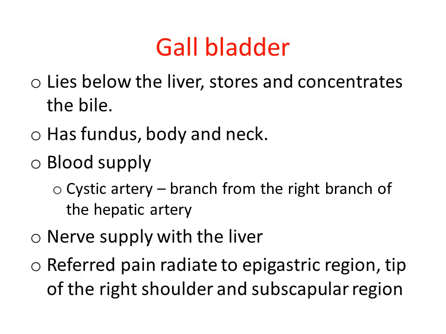Let us talk briefly about the gallbladder. Gallbladder lies below the liver surface, and its function is to store and concentrate the bile. It has fundus, body, and neck. It's supplied by the cystic artery, a branch of the right hepatic artery proper, and nerve supply comes with the liver, and when there is pain it's referred to the epigastric region, the tip of the right shoulder, and the subscapular region.